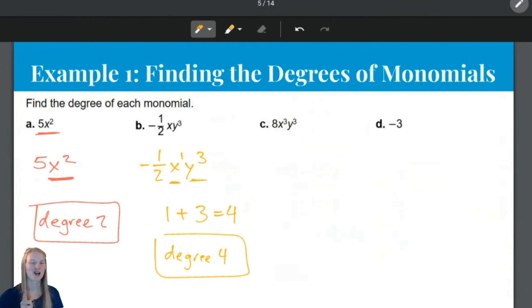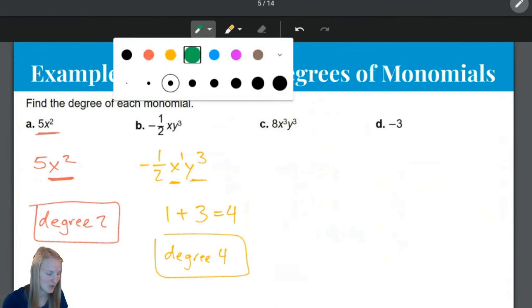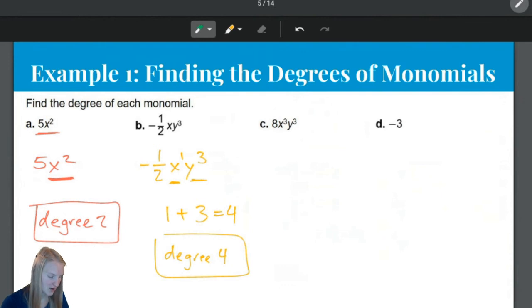Okay, if you're feeling confident, pause the video now, try C and D on your own. If you're like, no, please don't leave me, that's okay. Do the problems with me. Just keep the video rolling. Okay, here I have 8x cubed times y cubed. So this variable's exponent is 3, y's exponent is 3, and when I add them together, I get 6. So this monomial has degree 6.